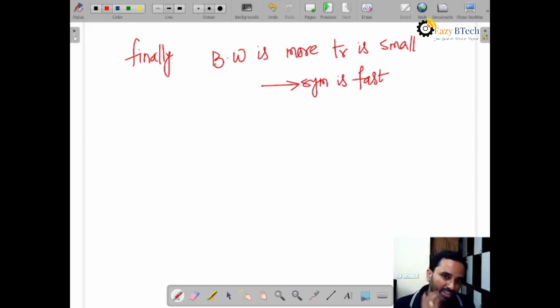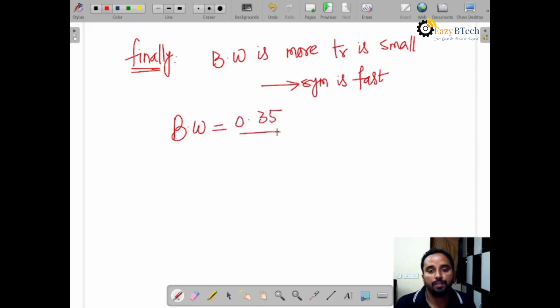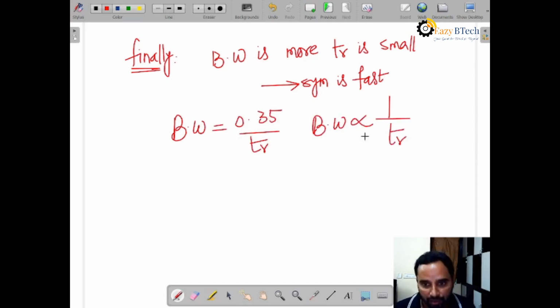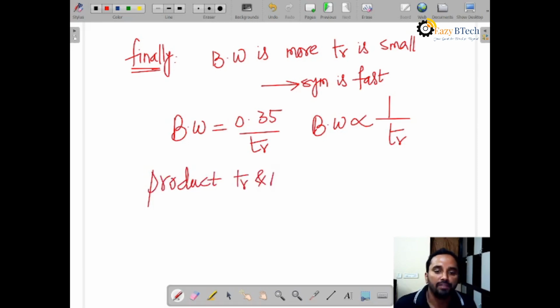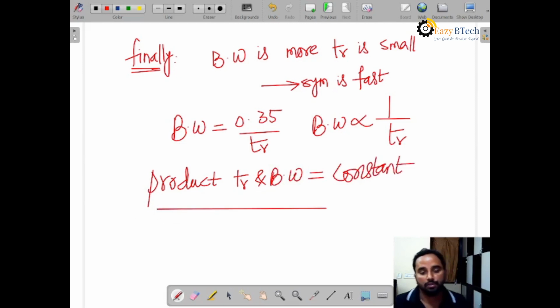So how are we saying it? Because the relation says that bandwidth is equal to 0.35 by rise time. So bandwidth is inversely proportional to rise time. Bandwidth is more, rise time is small. Bandwidth is less, rise time is more. And the product of rise time and bandwidth is constant. This is also a point. The product of rise time and bandwidth of the system is constant. This is the final conclusion.